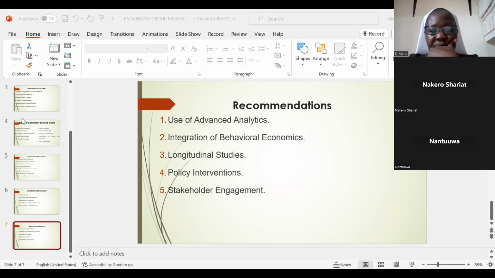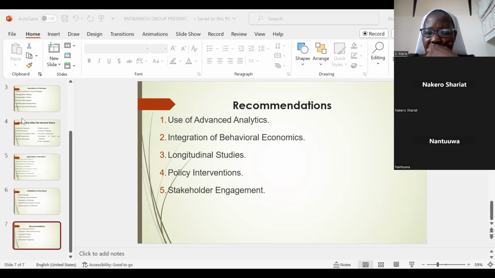Conduct longitudinal studies to track changes in consumer preferences and behaviors over time. Longitudinal data allows researchers to observe how preferences evolve in response to various stimuli, enabling better forecasting and strategic planning. Then we have policy interventions.